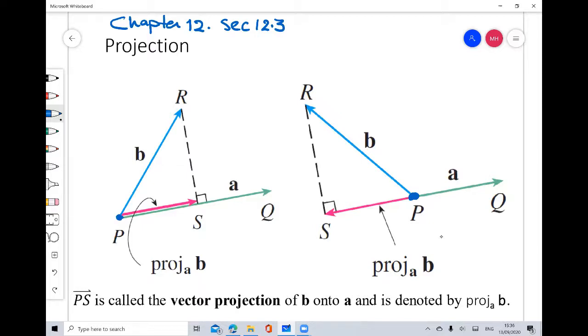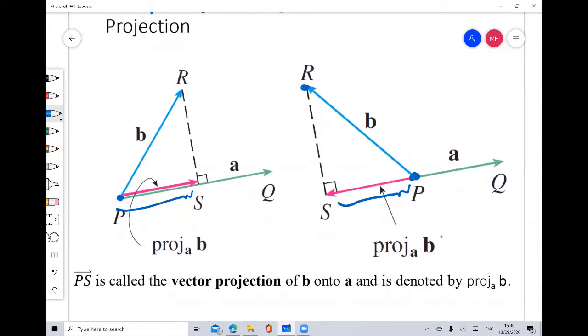So when I drop this perpendicular, the red line here, which I call PS, actually will be the vector projection of B onto A. Also here, when I have these two vectors A and B, and I drop a perpendicular from R onto the line PQ, I'll have the projection here, which is also PS. So this PS is the vector projection of B onto A.